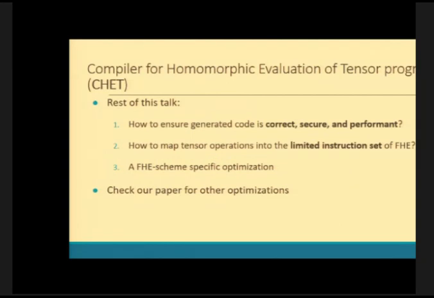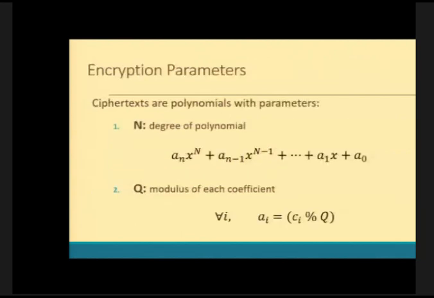So I'll recommend you to read the paper for other optimizations or the more subtleties involved. Okay. So the first thing is when we encrypt. So in these FHE schemes, and in the rest of this talk, when I say FHE, I just mean HEAAN and SEAL. So in FHE schemes, the ciphertexts are represented as polynomials with 2 different parameters.